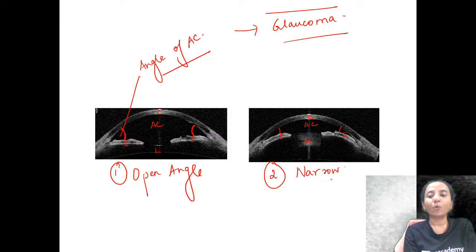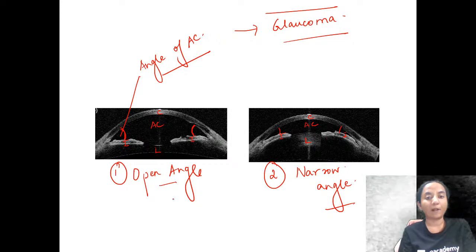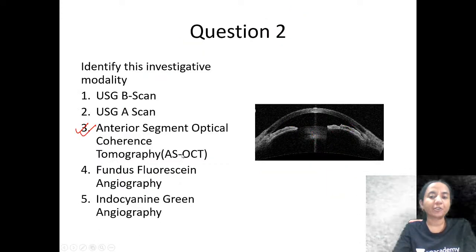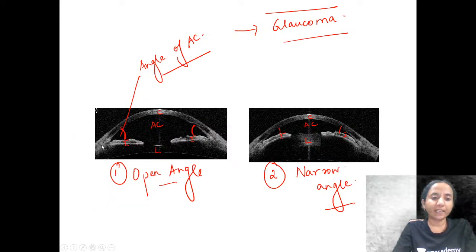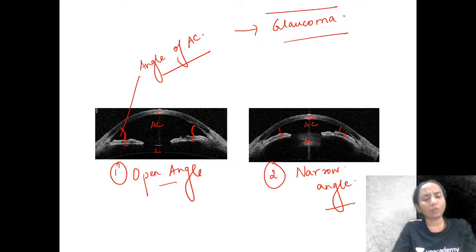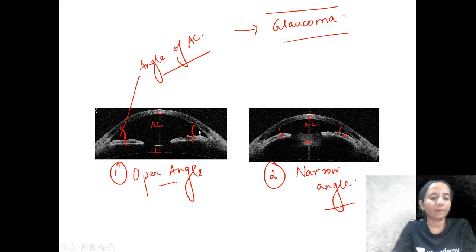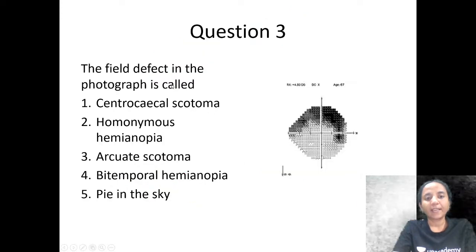So this is how we can classify glaucoma as open angle glaucoma or angle closure glaucoma with the help of ASOCT, that is anterior segment optical coherence tomography. This is one of the applications of ASOCT. You should be able to identify this picture because you are seeing the structures in the anterior segment. It helps us study the structures in the anterior segment and is of particular significance in glaucoma. Okay, so let's go to the next question.